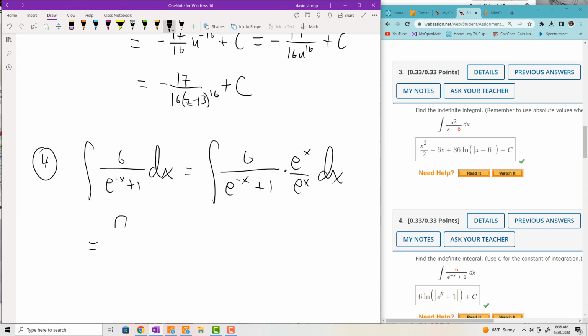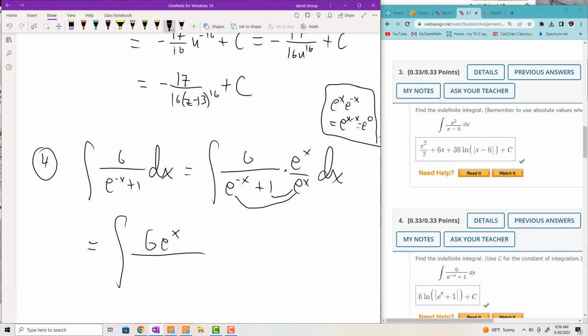So anyways, yeah, we have the integral of 6e to the x. Downstairs, if I distribute, I'll have e to the x times e to the negative x. And in those cases, you add the exponents. So it's e to the x minus x, which is e to the 0, which is just 1. Right? So I'll have e to the x times e to the negative x is 1, and then plus e to the x dx.